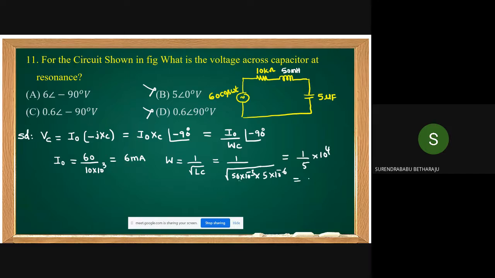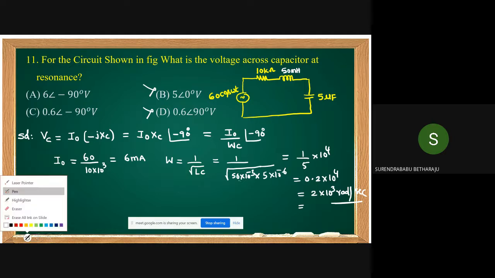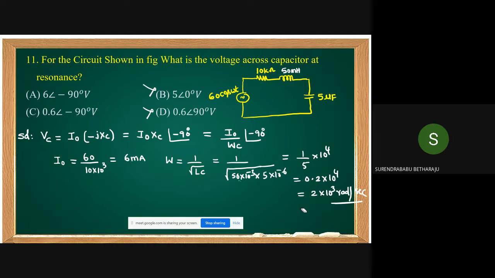1 by 5 is 0.2. 0.2 into 10 power 4. That is 2 into 10 cube. That is radians per second. Omega is in radians per second. 2 into 10 cube rad per second, or 2 kilo radians per second. Then I know the omega also. Now you find what is the voltage across the capacitor.